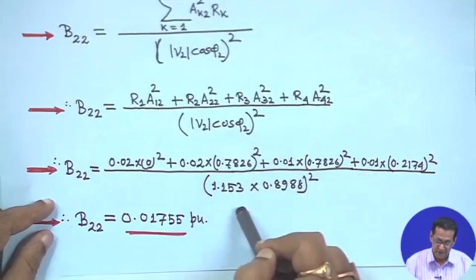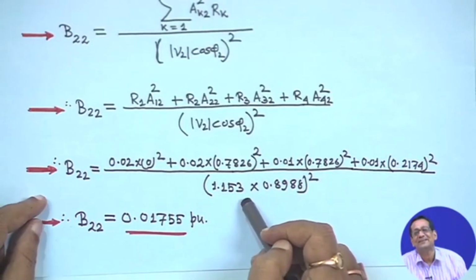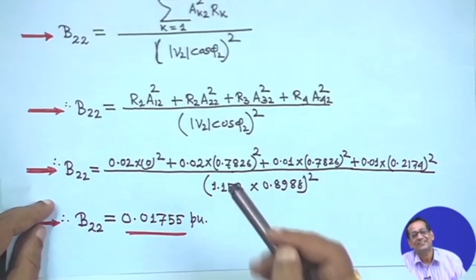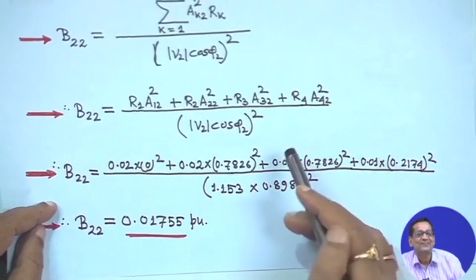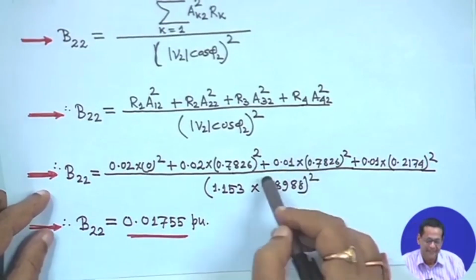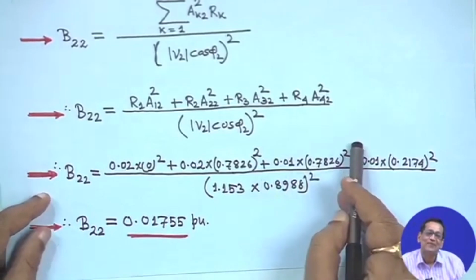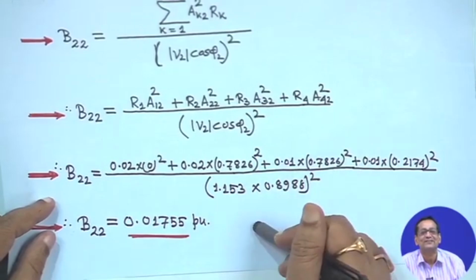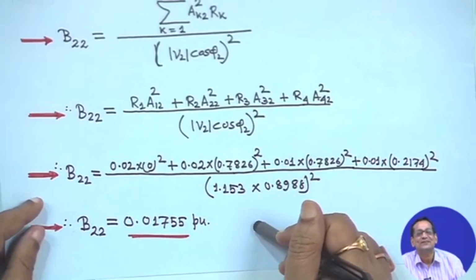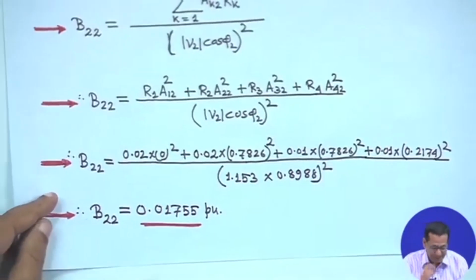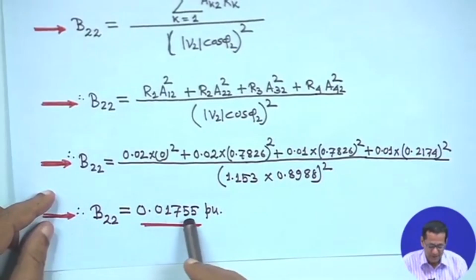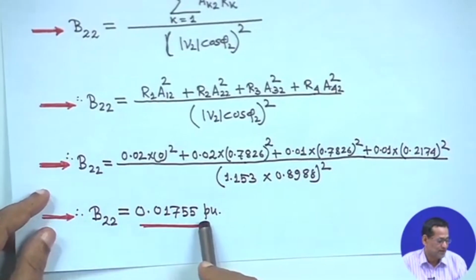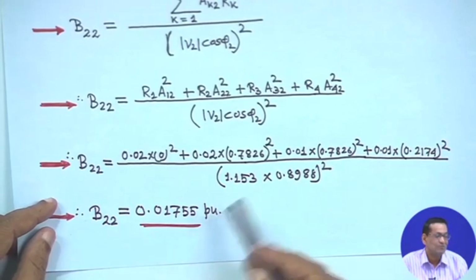Listen, all these calculations are done by me only. Every lecture I repeat this once or twice: if you find any calculation error or anything, I will appreciate if you can mail me where the error is, then I can rectify and correct it myself. So this B22 will be 0.01755. Then B12 will come next.